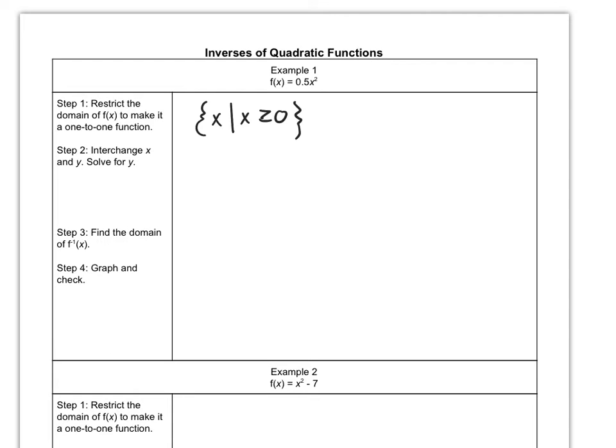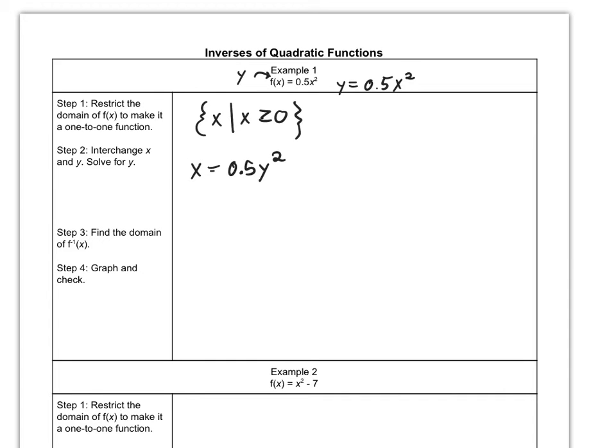Now, when we're working with a function like this, where we've been given an equation, what we want to do is interchange our x and y values. So currently, my equation says y equals 0.5 x squared. Because remember, f of x is the same thing as y. It's just a y in disguise. So now I'm going to switch my x and my y. So I'll write x equals 0.5 y squared.